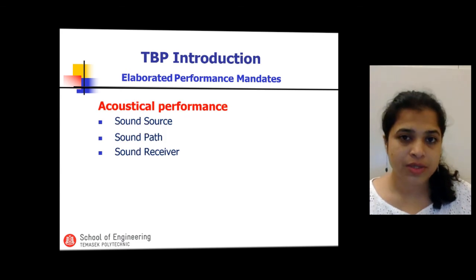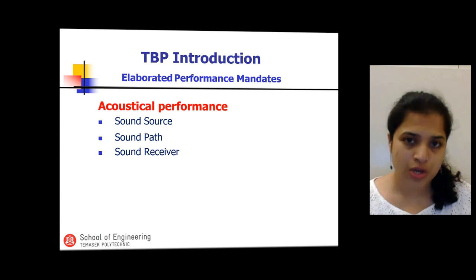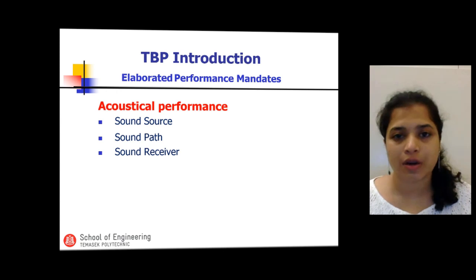Acoustical performance. This performance mandate covers the sound source, the sound path, and the sound receiver. If these three different factors do not function efficiently, the acoustics of that space is affected, and we would not be able to hear, or we wouldn't be able to experience that space efficiently, right?